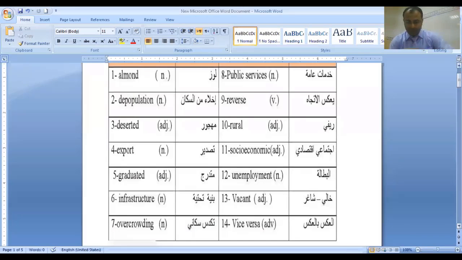So again, let's come to page 63. Here on this page, we have a text. What is the title of this text? The Ending of Village Life. The Ending of Village Life.